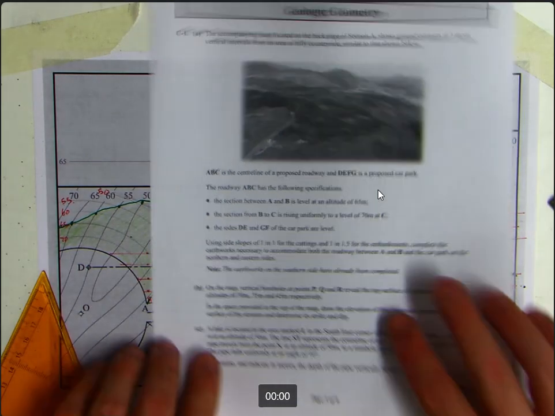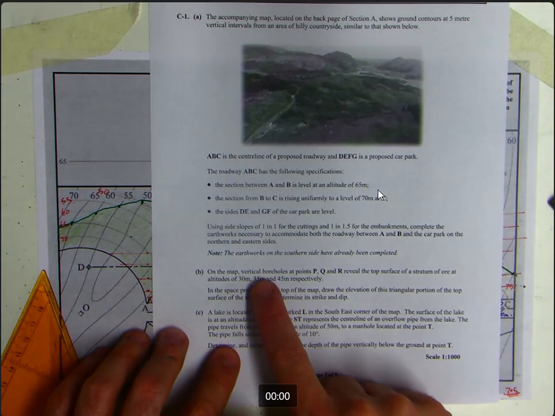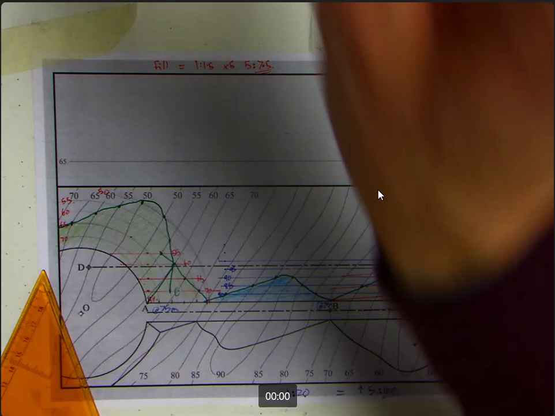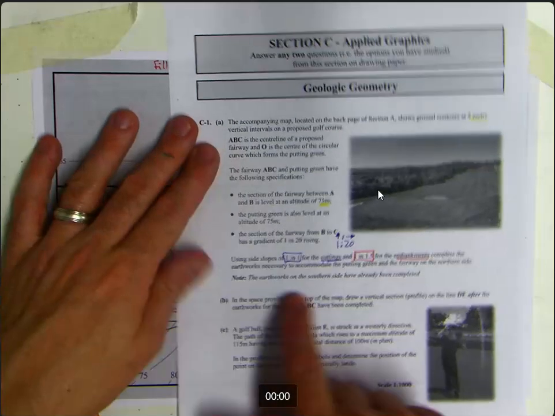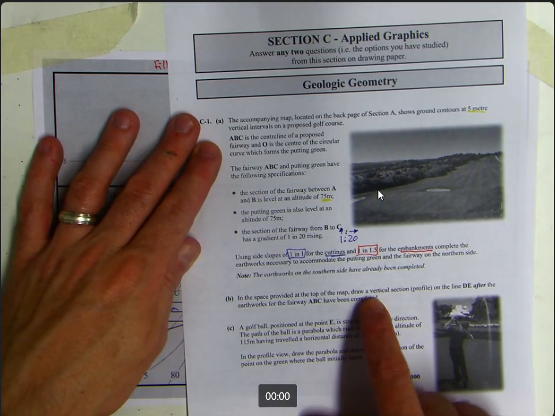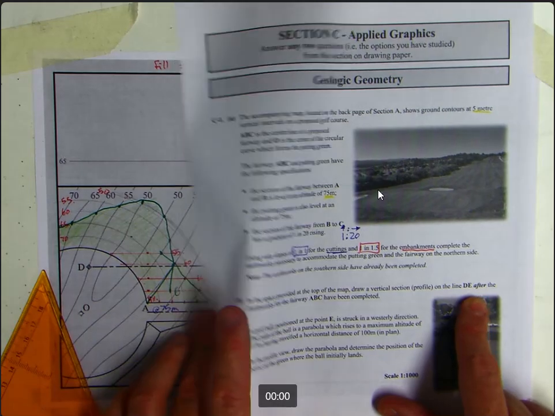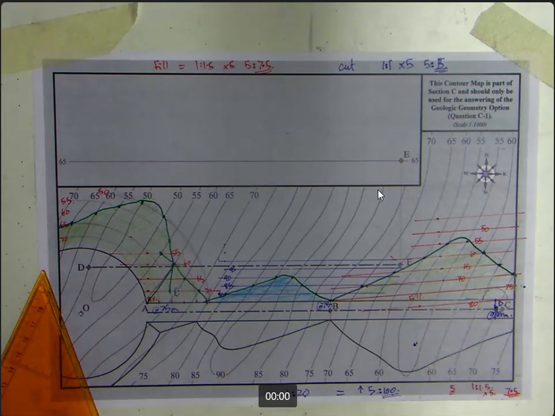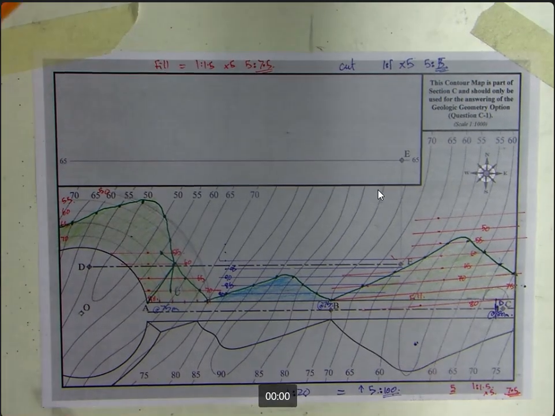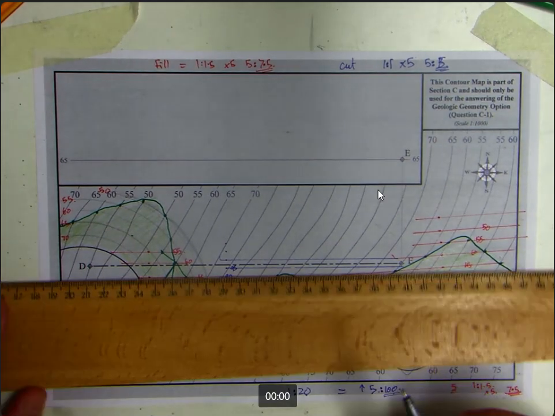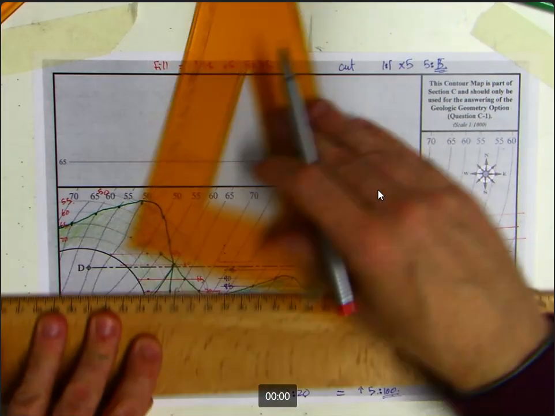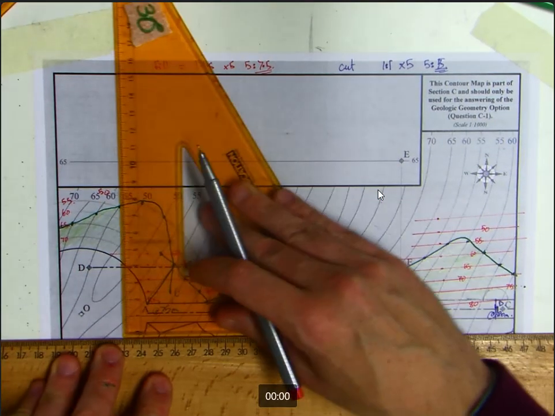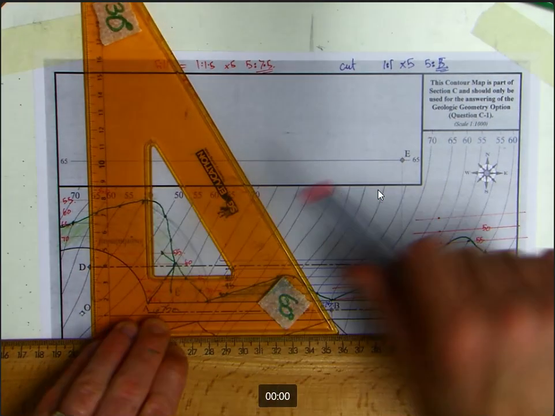Part B now asks, sorry, wrong one. Part B says, in the space provided at the top of the map, draw a vertical section profile on the line DE after the earthworks of ABC. So we have our line DE, so all we need to do is bring up our points.